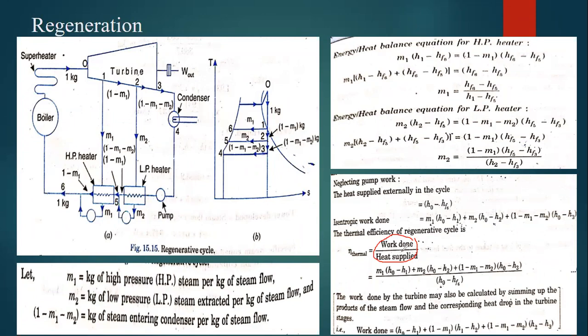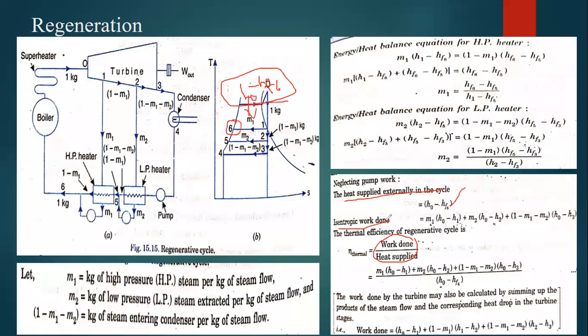Why? Because here efficiency is nothing but work done by heat supplied. So before going to calculate work done by heat supplied, first of all, we need to know what is heat supplied and what is work done. Heat supplied is this one. In the Rankine cycle itself, we already know, heat supplied is nothing but H0 minus H6. Since here it is going to be in liquid form, we will take H0 minus HF6.